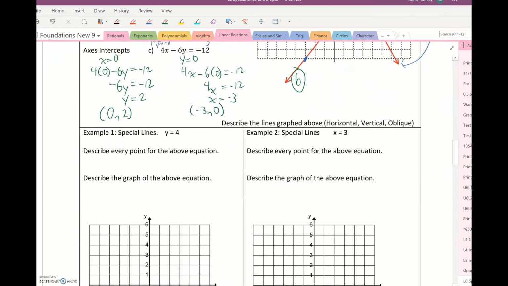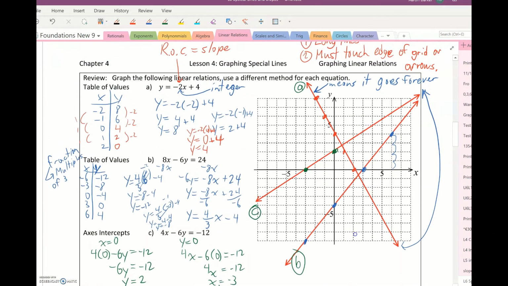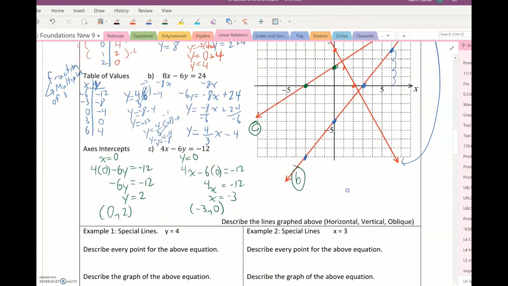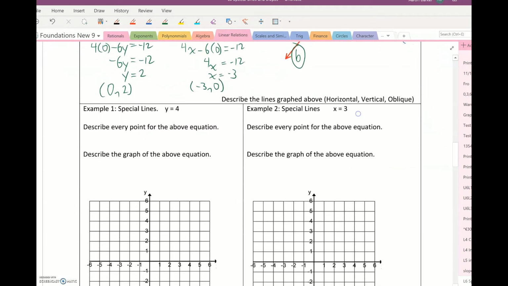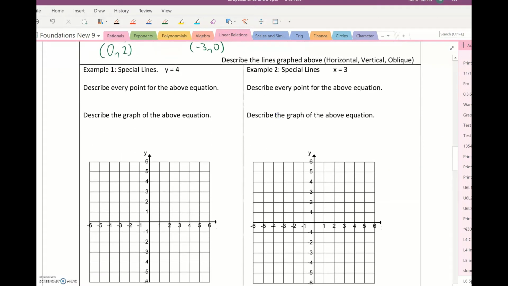All right. So these ones all have a slope. But what we're going to do is we're going to have some special lines where our equation is different. Okay. So special lines. This y equals 4. So what we do for y equals 4 is you want to plot the point y equals 4. Okay, so if you have y equals 4, it's right here.